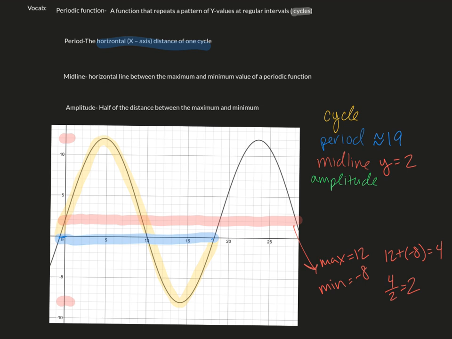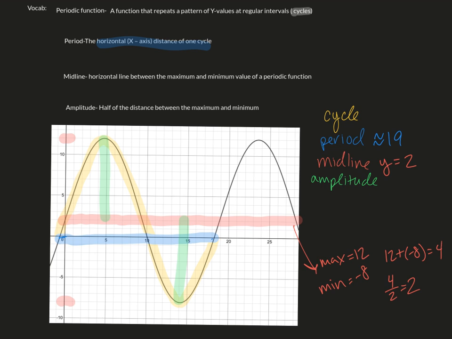Next thing we need to find is the amplitude. So what the amplitude is, it's half the distance between the minimum and maximum. Well, we know that our midline is the middle between the maximum and minimum. So what we want to do, basically, the amplitude is just going to be from the maximum to the midline, or you could also do the minimum to the midline.